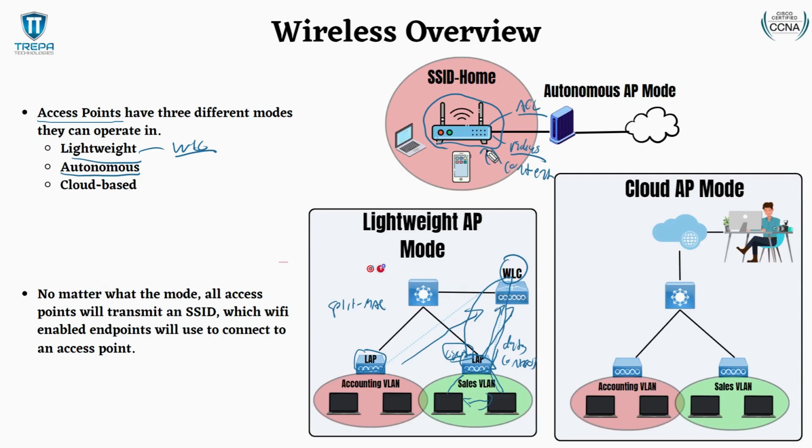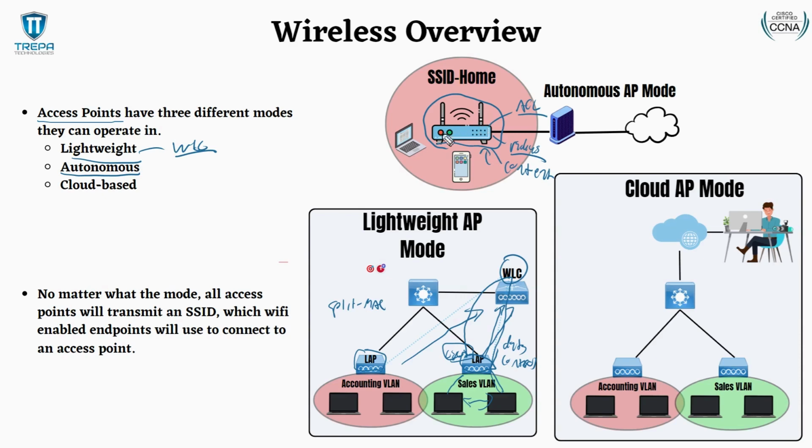Now, obviously, with an autonomous AP, this doesn't scale well, right? The moment you got to go past like 2 or 3 access points, you got to start thinking about some wireless LAN controller solution, some software-defined solution where you can control APs from a central location or just from your computer.